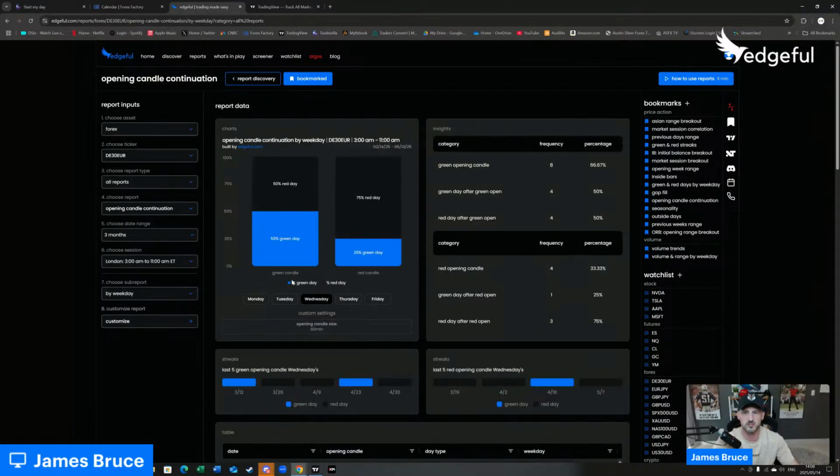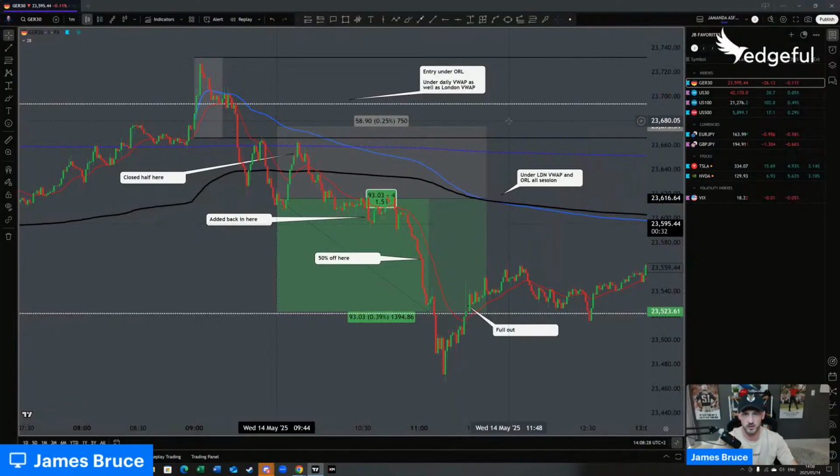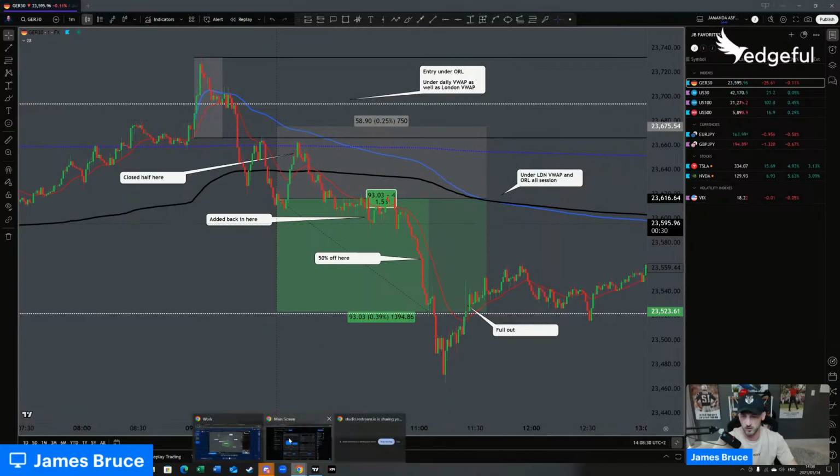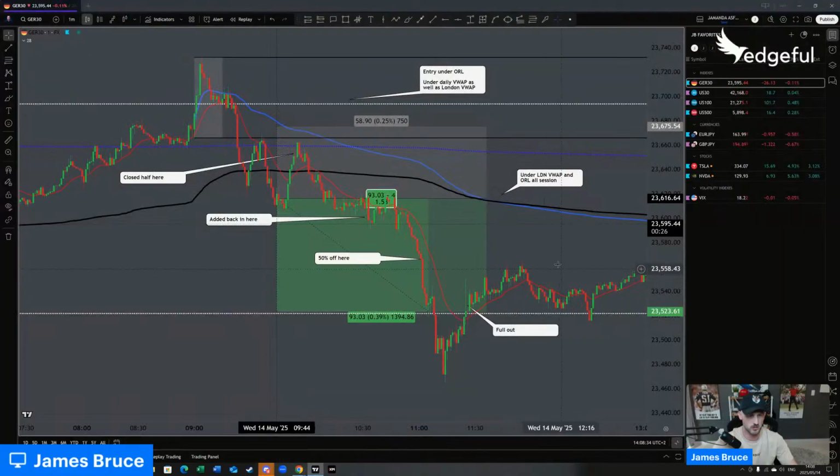But I like looking at that first hour. There you go, on a Wednesday, 75% of the time, if that first hour is bearish, we will close as a bearish closing day. Okay, so that was my DAX trade this morning. I already put it up in the journal, already marked up and ready to go. So $500, $600 to start the day there.